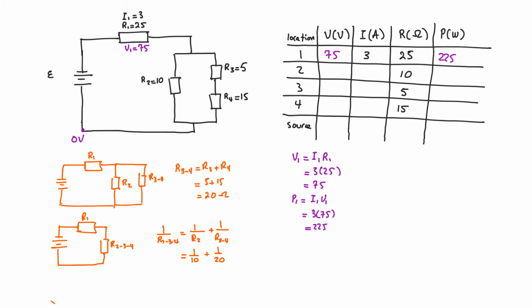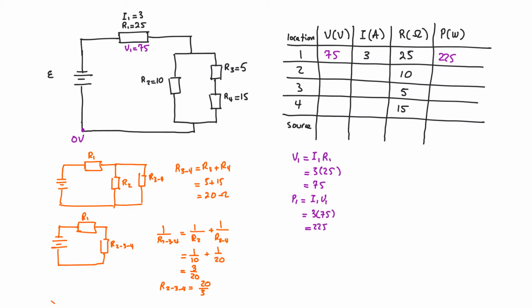You can do this in your head, or you can do it on a calculator. You should get 3 over 20. And I need to take the reciprocal of that, so R2, 3, 4 is going to equal 20 over 3. Now that I have this, it's very helpful because I know that I have resistance 1 here, which is 25. I know that the resistance here is 20 over 3. I know the current that's coming out of my battery is 3 amps. And I already have the voltage drop here.